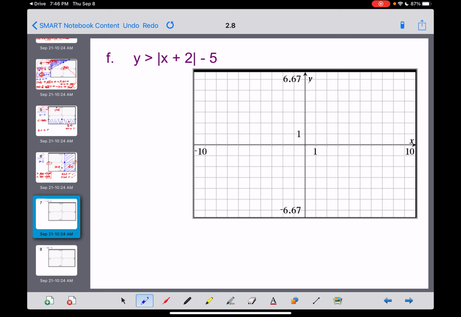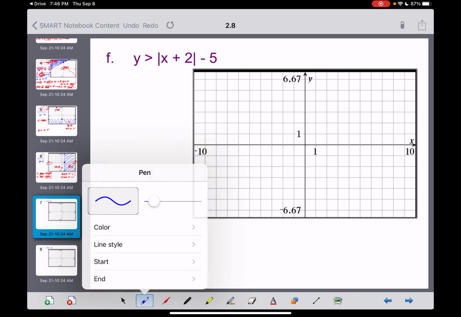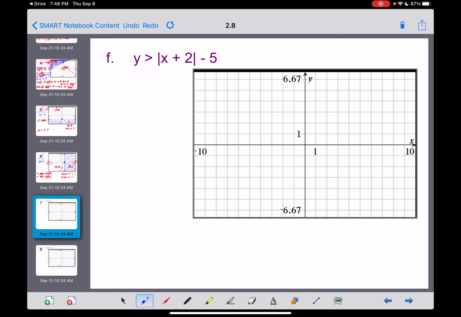So hopefully you guys have watched and done everything you needed to do with 2.7. You would know how to graph this if it were an equal sign. We have here y is greater than or equal to the absolute value of x plus 2 minus 5. So what I'm hoping you guys can tell me is what impact all of these things have. The minus 5 at the end means that we're moving our normal parent graph down 5 units. The plus 2 in the absolute value means that we are moving left 2 units.